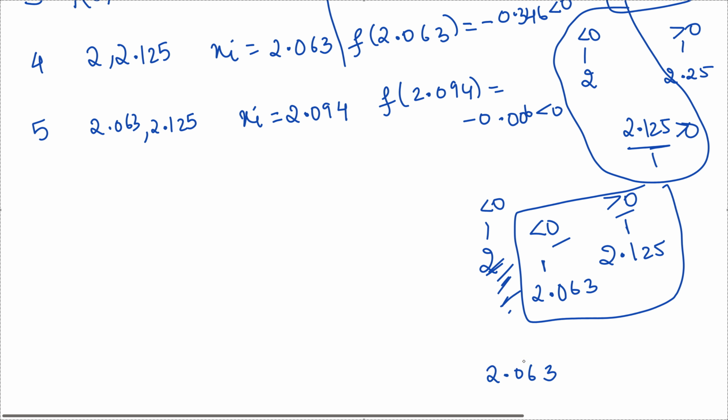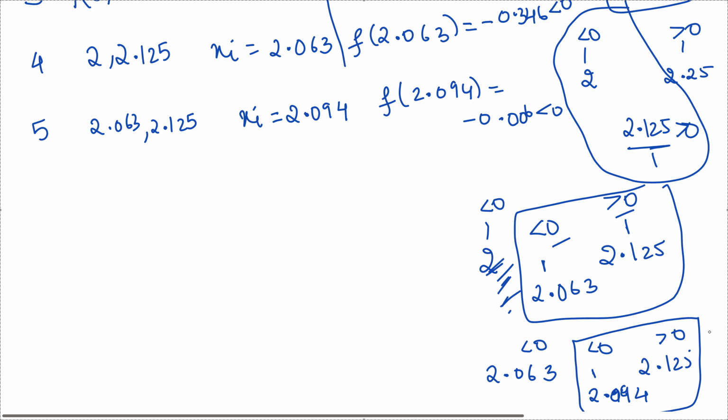2.063, which was giving us less than 0, then 2.125 which was giving us greater than 0. Now we got the middle one as 2.094. What it was doing, it is also giving less than 0. So now we will shrink the interval further and consider these two.